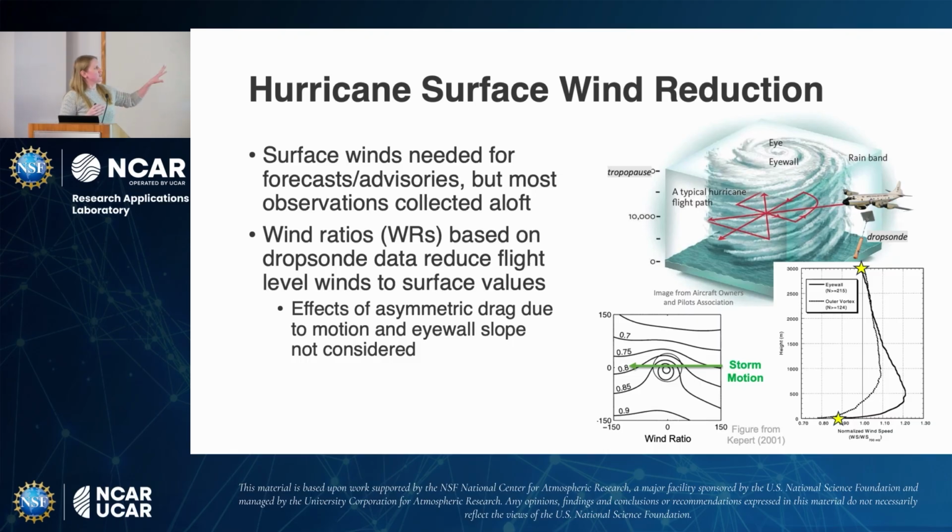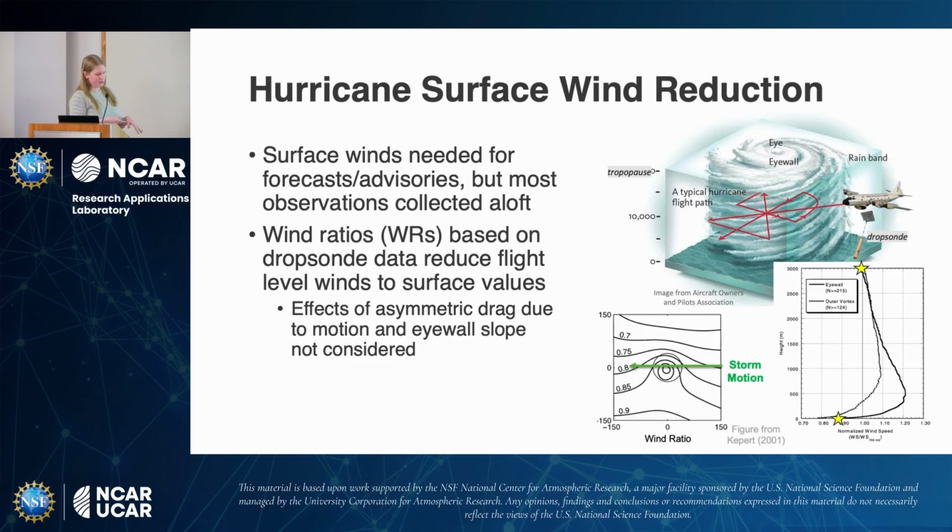So surface winds are needed by NHC forecasters for the forecasts, for advisories, but most of the observations are collected aloft. So when you have the planes flying through the hurricane, you have a lot of in situ data. You also have the tail Doppler radar for the NOAA aircraft that gets remote observations and the dropsondes, but you don't have any direct observations of the surface wind. So historically, what's been done is applying these wind ratios, which have been based on dropsonde data, to reduce flight level winds to surface values.